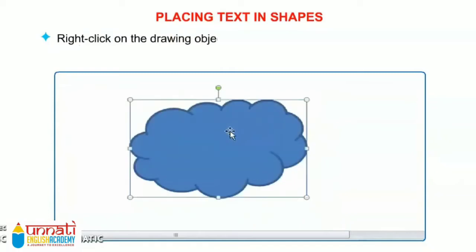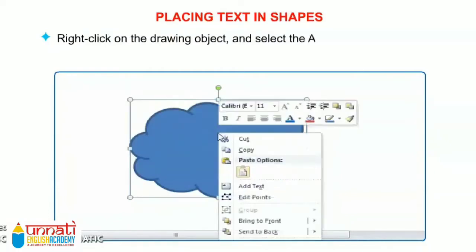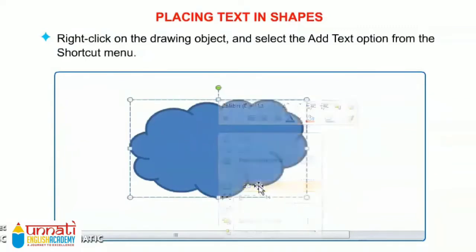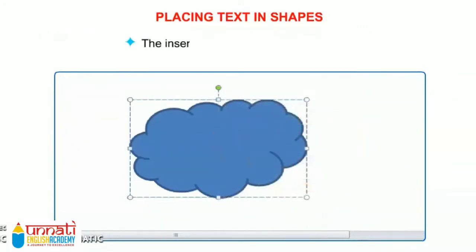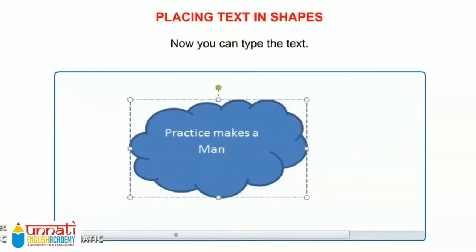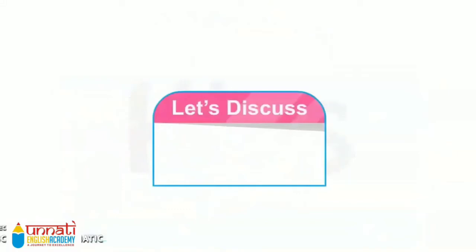Now, right click on the drawing object. Right click over here and select the Add Text option from the shortcut menu. The insertion point appears as shown in the figure. Now, you can type the text. I am writing: practice makes a man perfect.